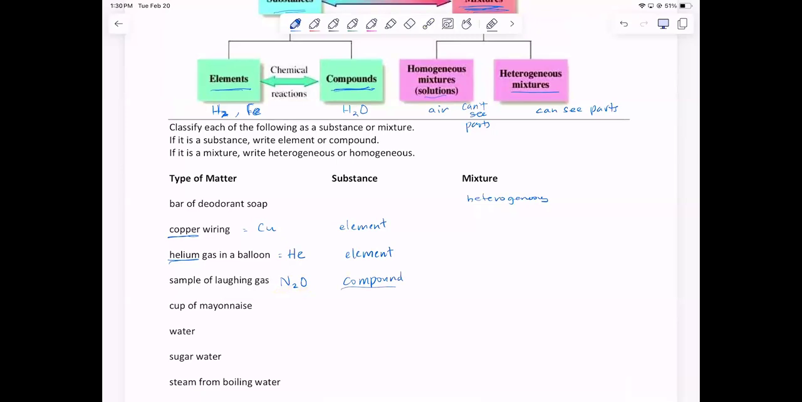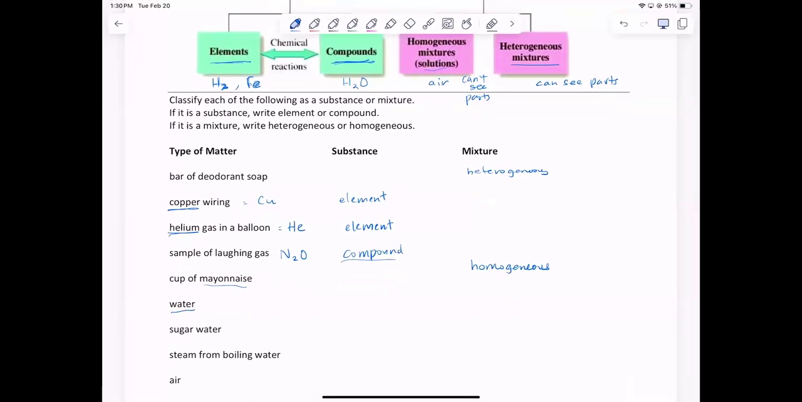All right, when you have a cup of mayonnaise, so mayonnaise is this white kind of viscous look to it. It's a semi-solid, I guess. That cup of mayonnaise is a whole bunch of different ingredients, and you can't see the different components. So this is a homogeneous mixture.